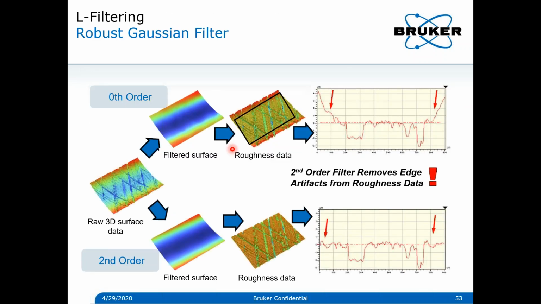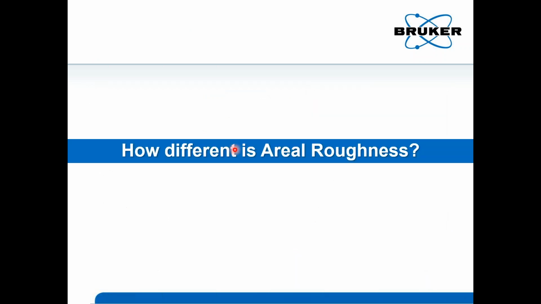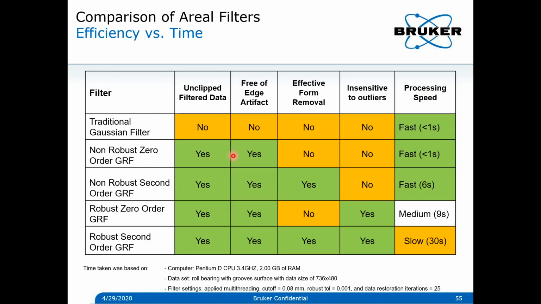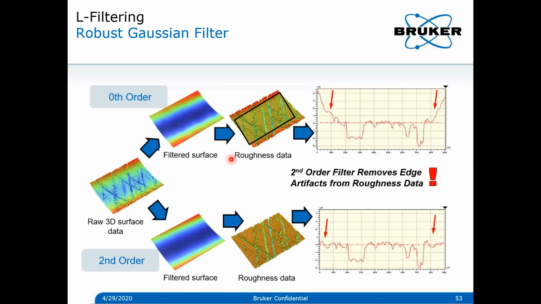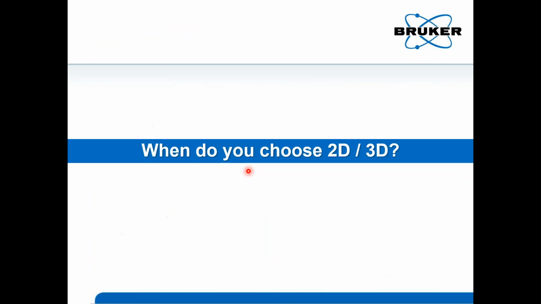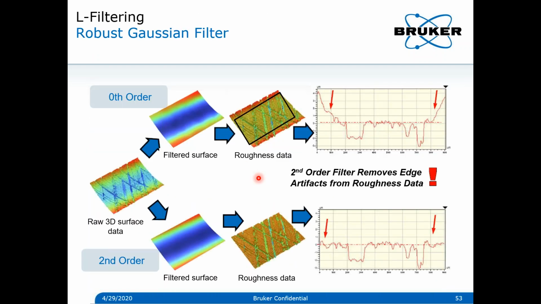So how different is the areal roughness? In the areal roughness, you can use different filtering over here. This is the robust Gaussian filter, as I mentioned earlier. These days, ISO standards recommend the robust Gaussian filter rather than the Gaussian filter.